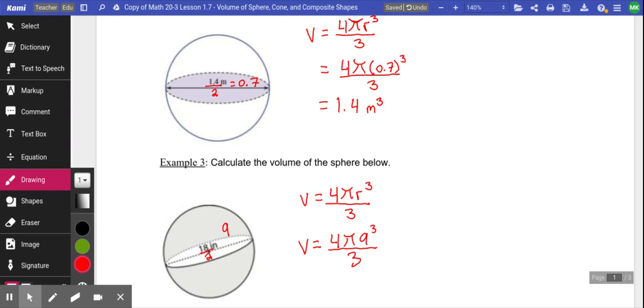Wait, how many decimals should I do? Just one. So if you look at that, you punch that in your calculator: 4 times pi times 9 cubed. Divide your answer by 3. You get 3,053.6 inches. Did we get a formula sheet for volume?